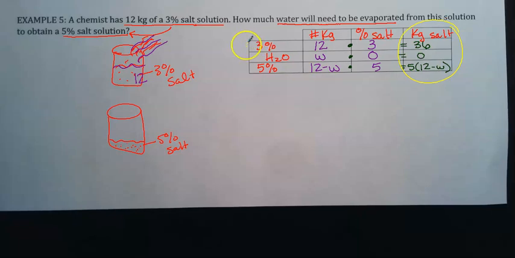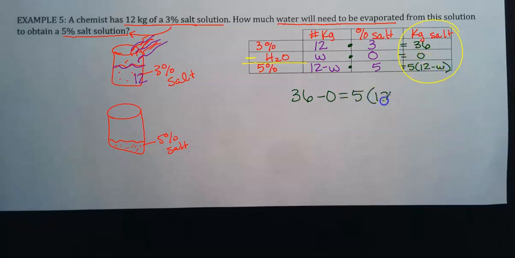Well, I have the 3% salt solution. I'm subtracting the water to equal the 5%. So that's what I need to do. I'm going to take my 3% salt solution over here, 36. I'm going to subtract my water, which I know sounds crazy. 36 minus 0 is going to equal my new solution.